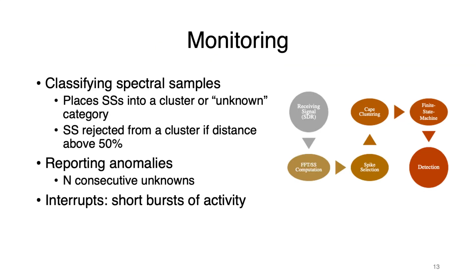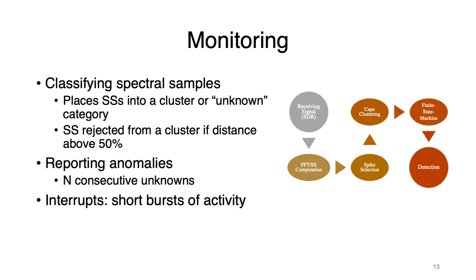In the monitoring phase, the system classifies each sample it gets into a cluster or into an unknown region. It's grouped into a cluster if enough of the peaks match the peaks of that cluster. If there are n consecutive unknown classifications, then it reports an anomaly. They used n equal to between 3 and 5, and that just depends on the noise characteristics.